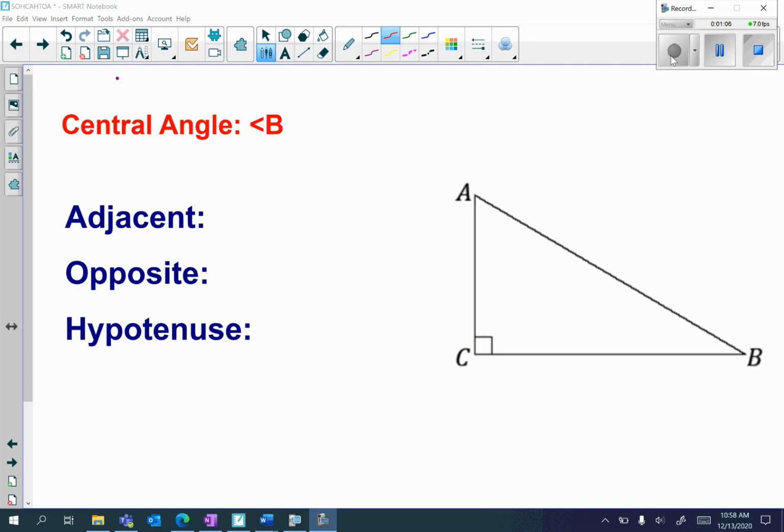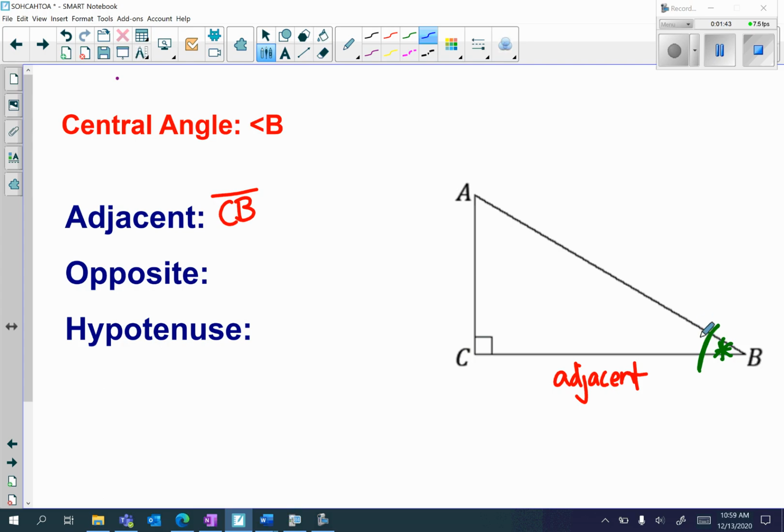Now let's apply those vocabulary words. So we're going to identify our central angle, and that's going to be our angle B. I always put an arc there, or you can put a star. Let's identify the adjacent side. The adjacent side of this triangle, when my central angle is at B, is going to be CB. That is next to the central angle B.